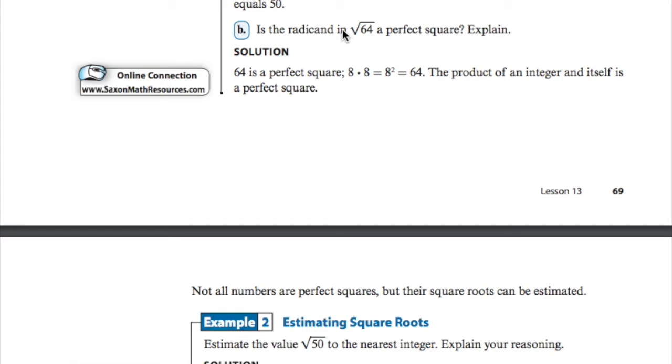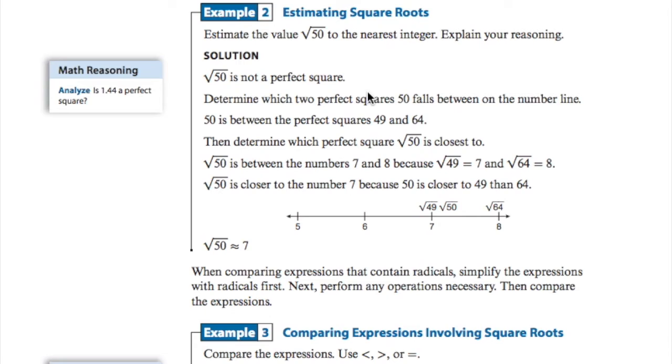Letter B, is the radicand square root of 64 a perfect square? 8 times 8 fell on the floor, up popped number 64. Square root of 64 is a perfect square. That would be 8.